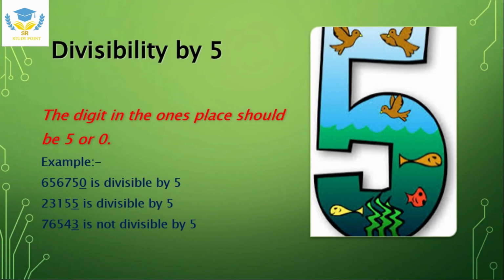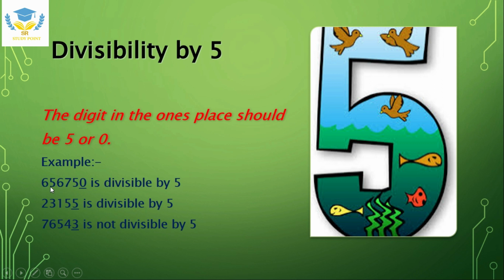Next rule is divisibility by 5. It is a very easy one, a simpler one. See, the digit in the ones place should be 5 or 0. Simple, as simple as that. We only have to see the last digit, that is the ones place digit. It should be 5 or 0. Then the whole number is divisible by 5.